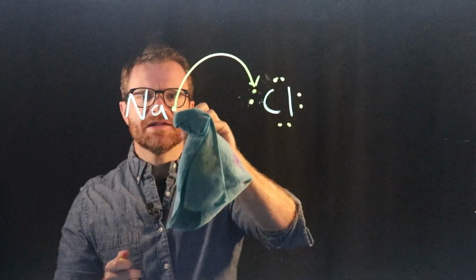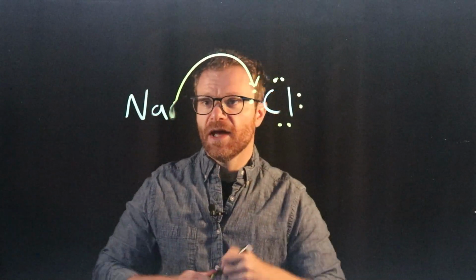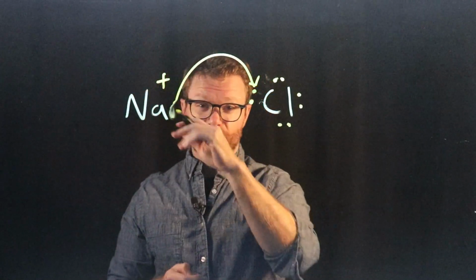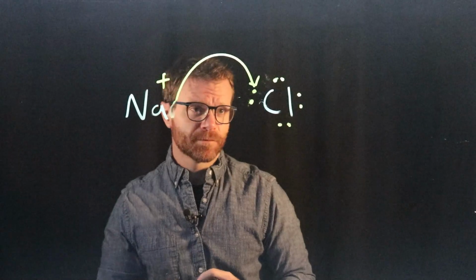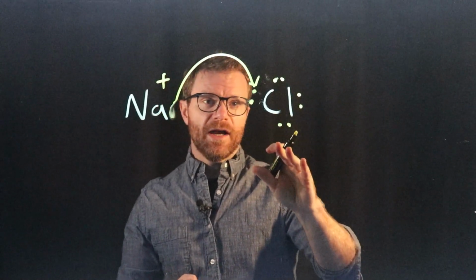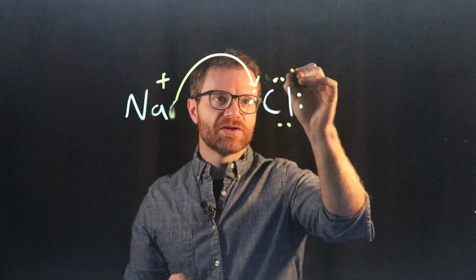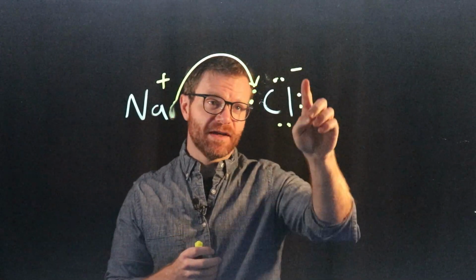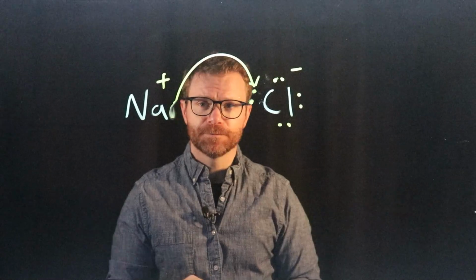Now sodium has lost an electron. So sodium has a charge of +1, which we just draw as a plus sign in the upper right-hand corner of the atomic symbol. And chlorine now has gained an electron, so it has a charge of -1, which we draw as just a negative sign in the upper right-hand corner as well.